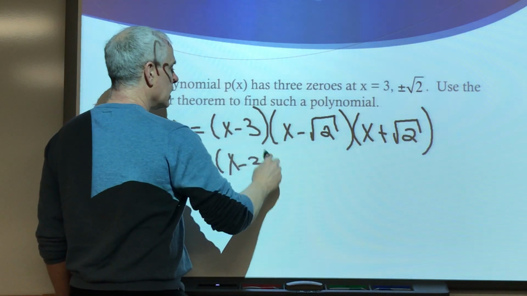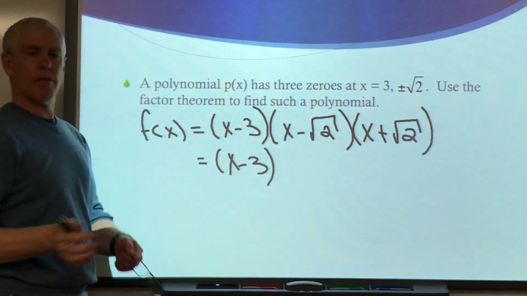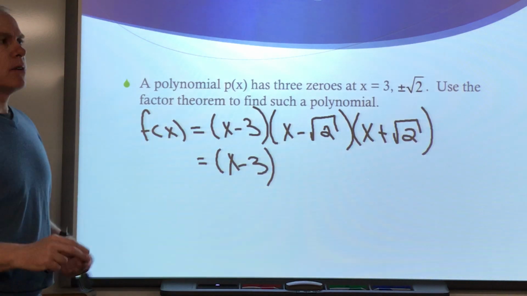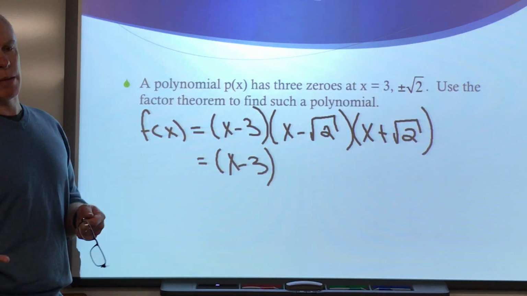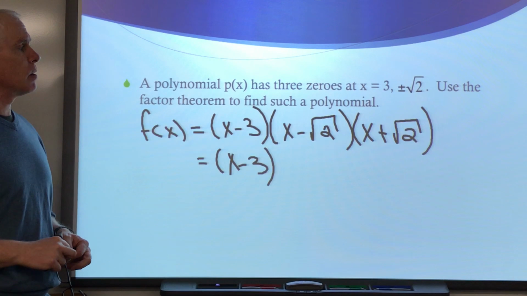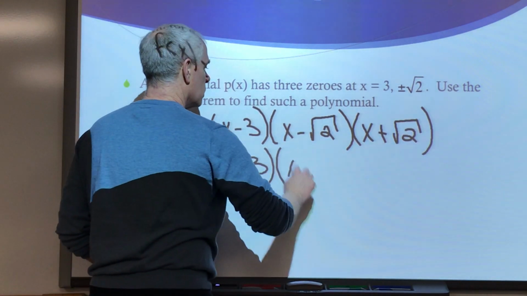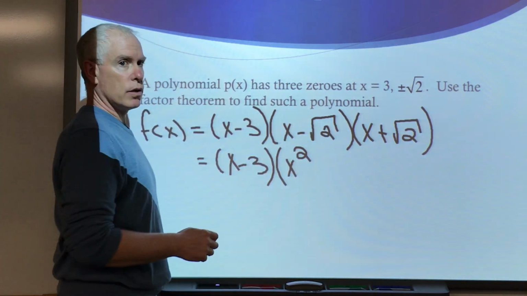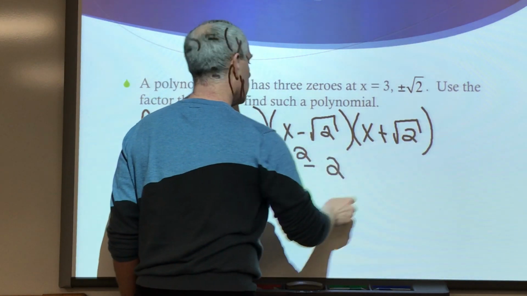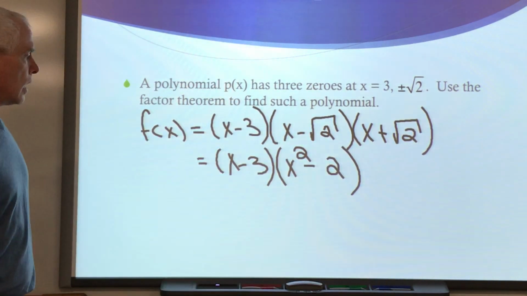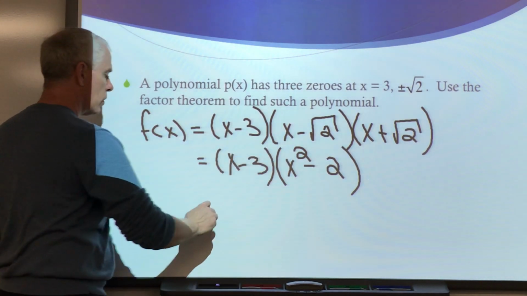Anytime I have conjugate pairs, where I have minus something, plus something, if you guys remember that a minus b times a plus b is a squared minus b squared, we could just work that out. That x squared is just x squared. Square root of 2 squared is 2. Now I'm going to have to FOIL this out. There's no easy way around that.